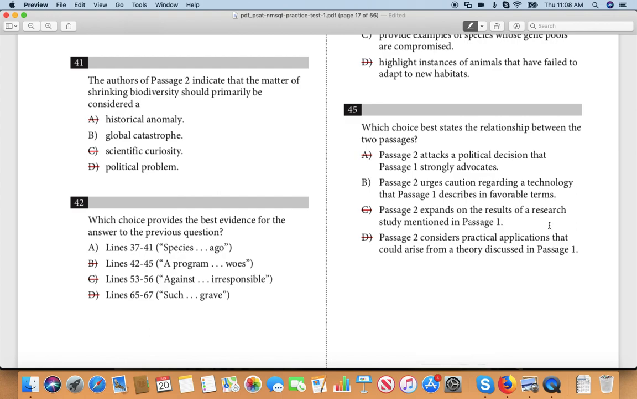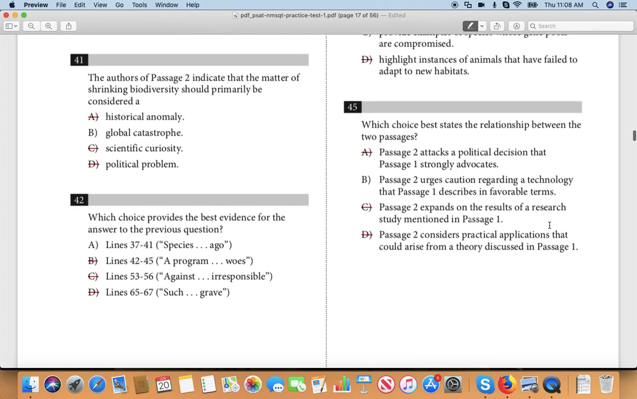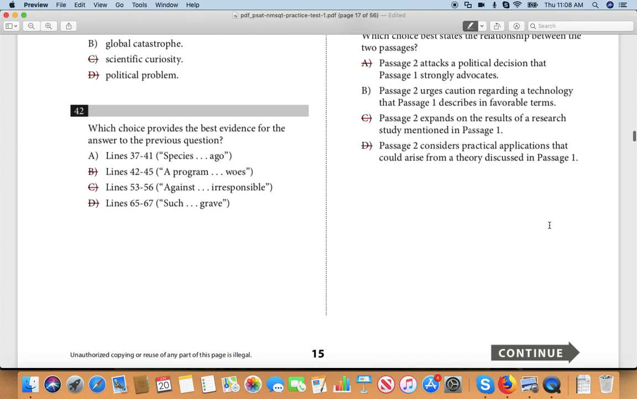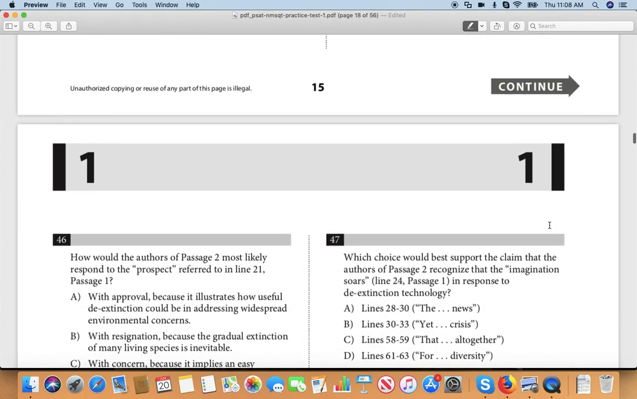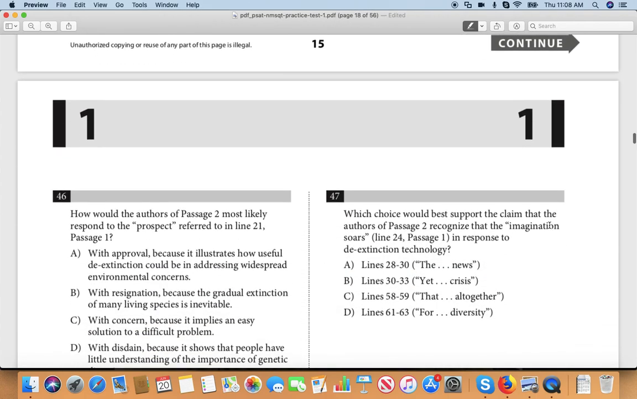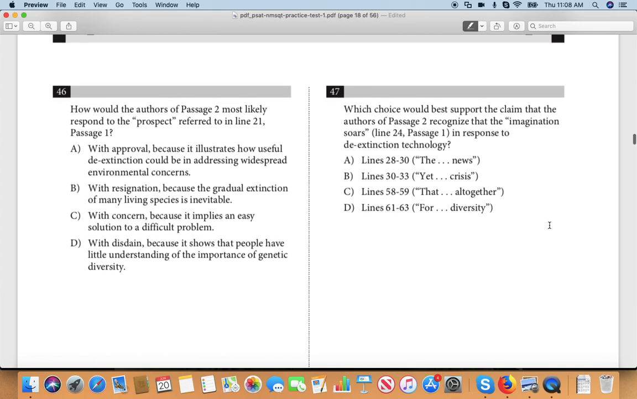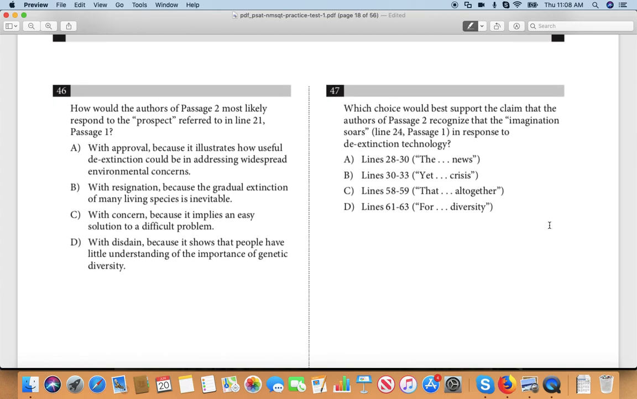Any questions about that? That makes sense? Yes, it makes sense. Okay, good. I want to do 46 and 47. Let's do it real quick. Ava, go ahead and read question 46 for me, please.